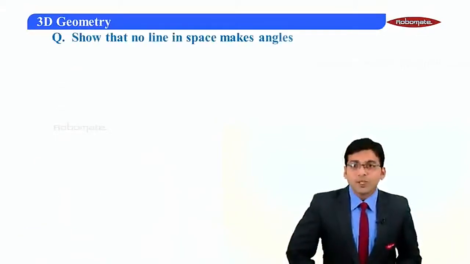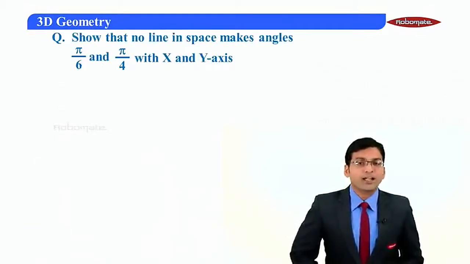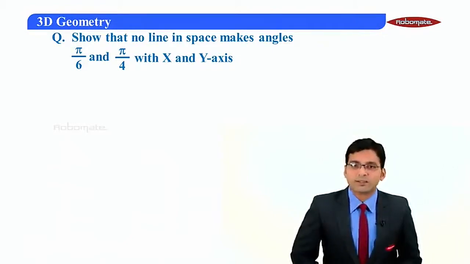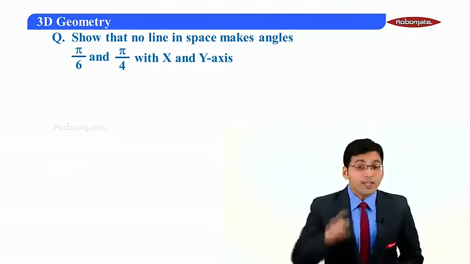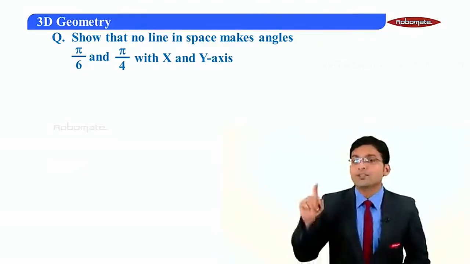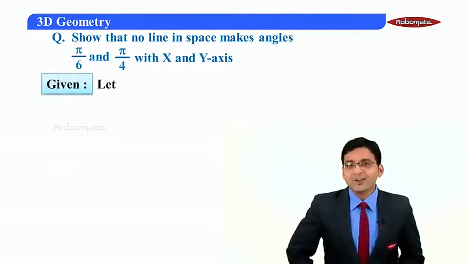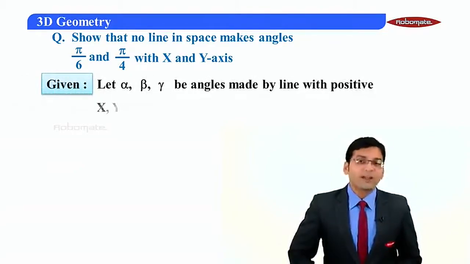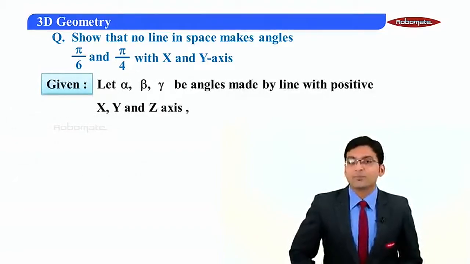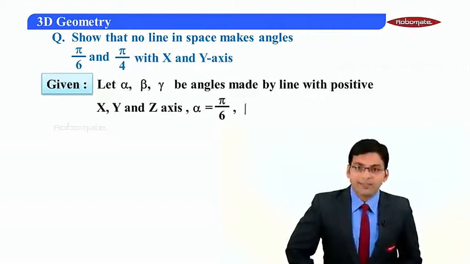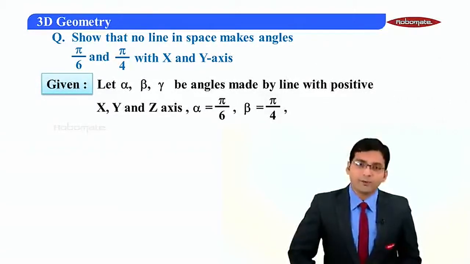Let us go ahead. Question number 2 says, show that no line in space makes angles pi by 6 and pi by 4 with x and y axis. So we need to show that there is no line in space which makes these angles with x and y axis. Let us start. In given data, we say let alpha, beta, gamma be angles made by line with positive x, y, z axis. Alpha is given as pi by 6 and beta is pi by 4.